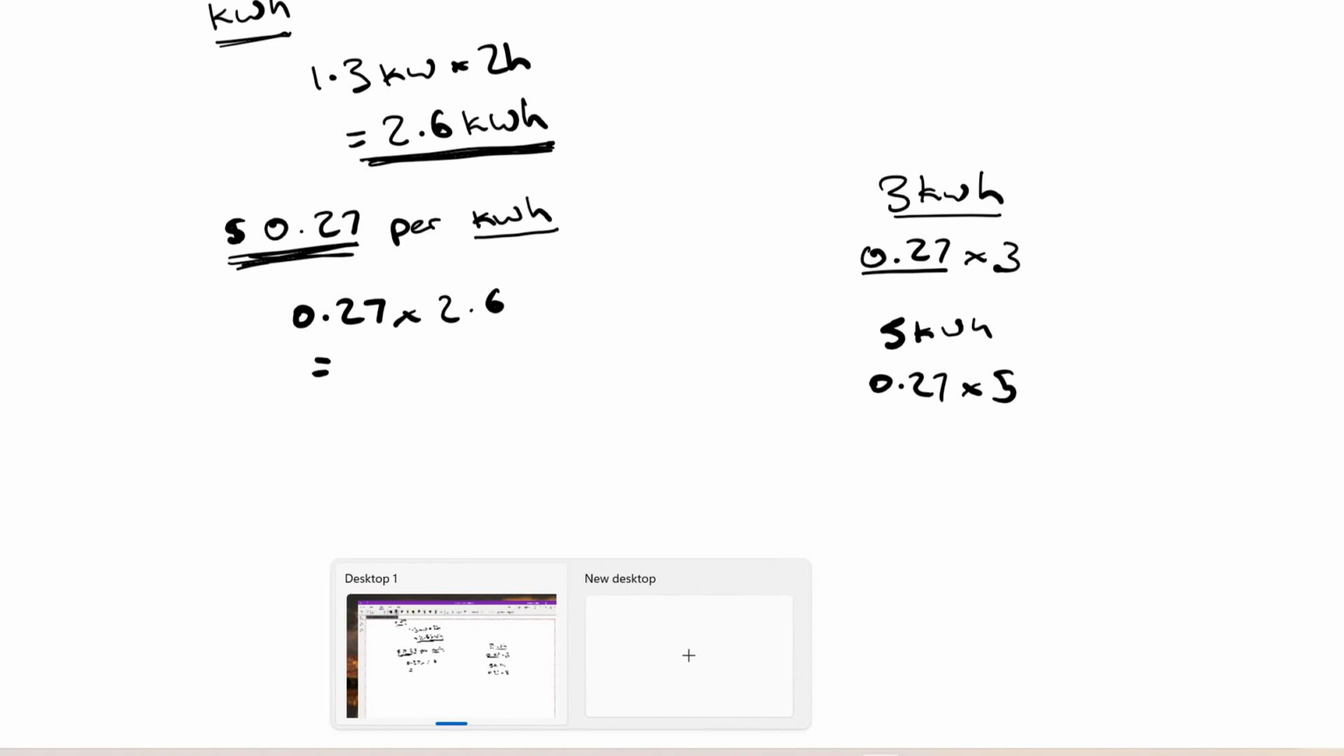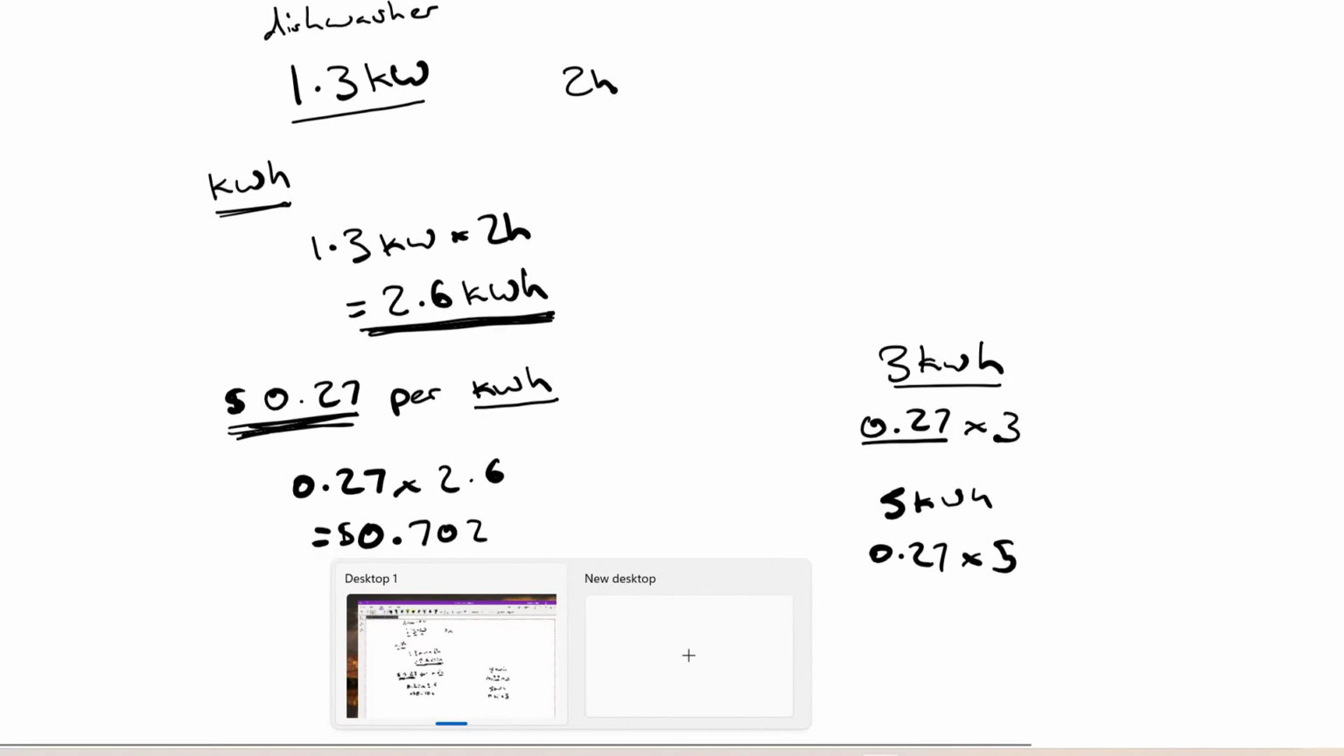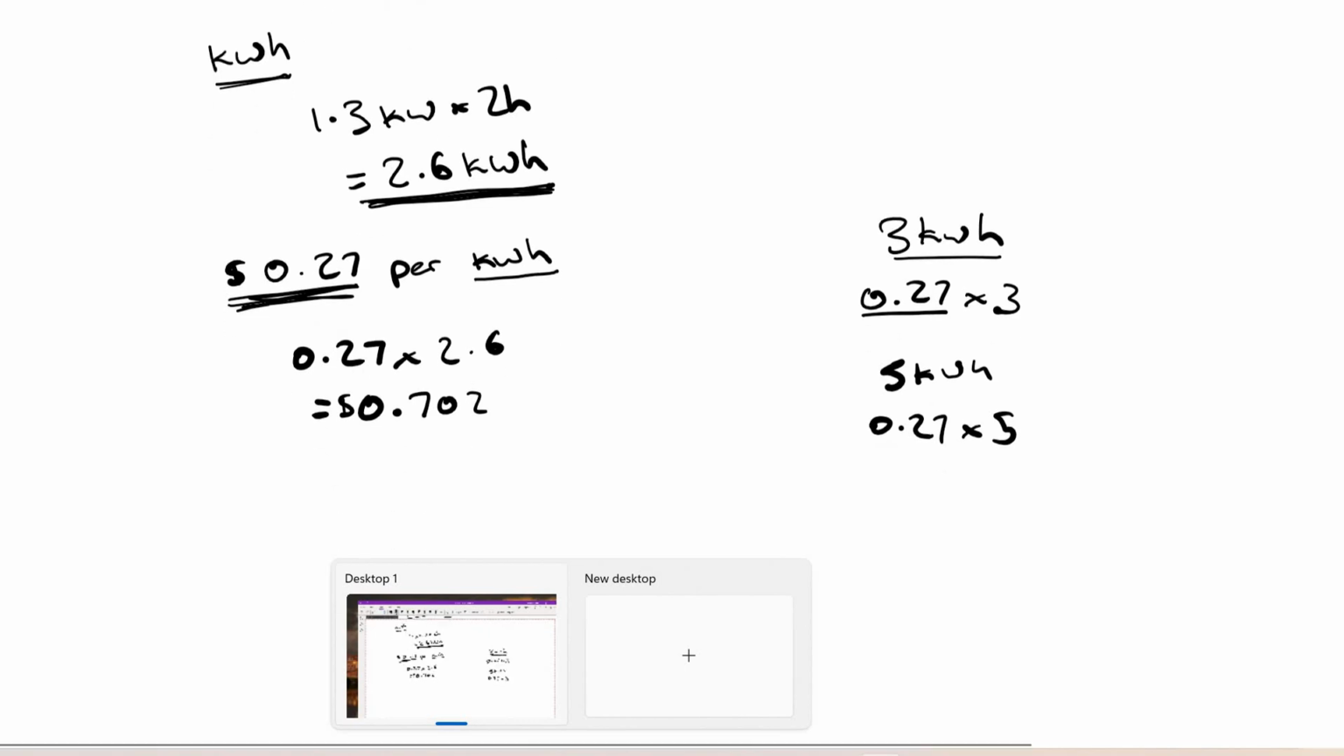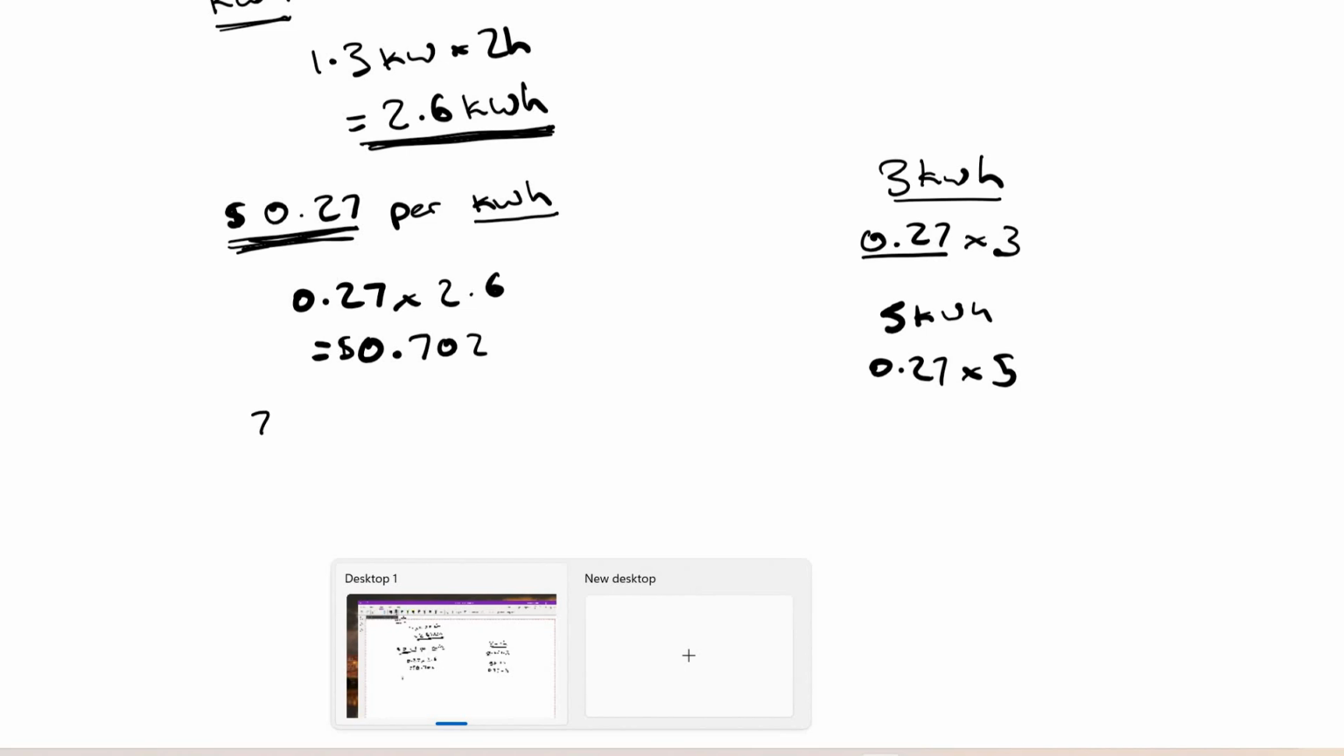Let's put that into a calculator. 0.27 times by 2.6 is equal to 0.702. So, essentially what it's saying is that when I use my dishwasher that has a rating of 1.3 kilowatts for 2 hours, I have to pay $0.702.